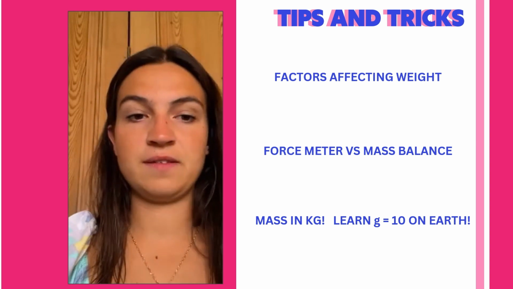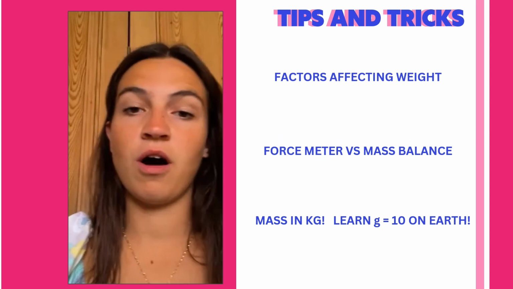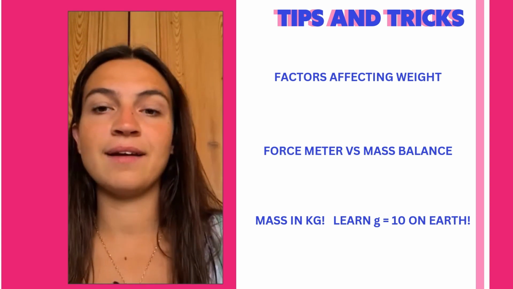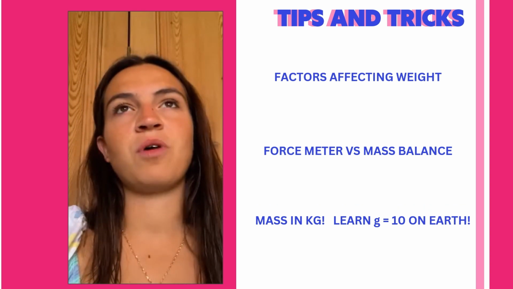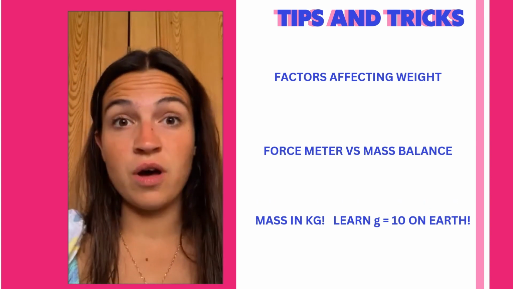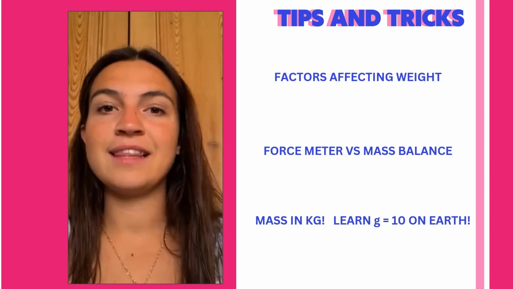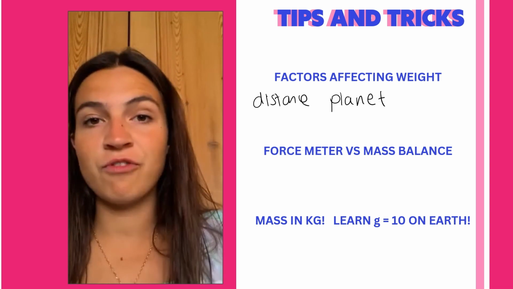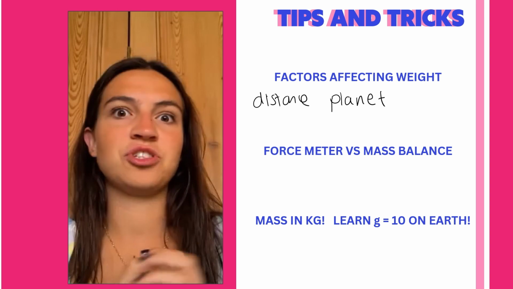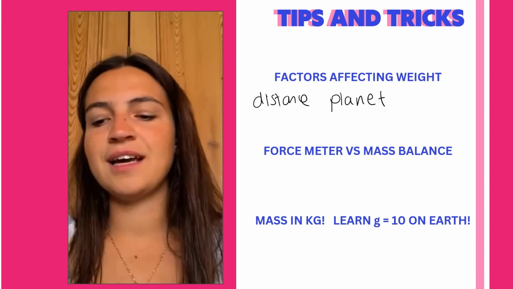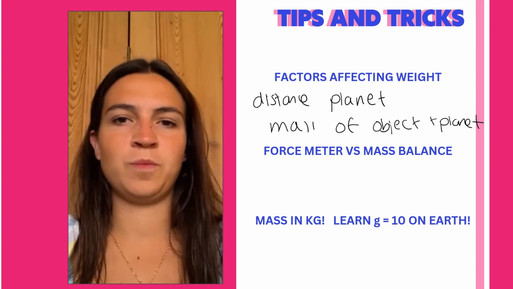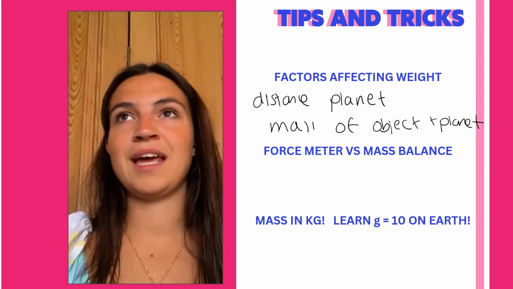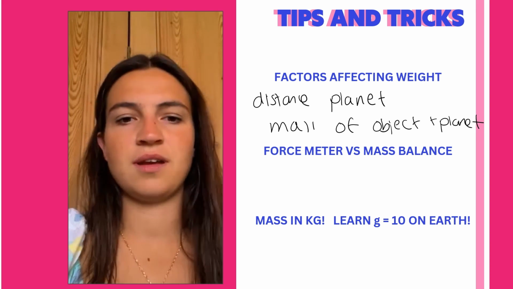Okay, tips and tricks for this section. Firstly, the factors that are affecting your weight. Basically, it will depend on the distance that you are from your planet. We say that on Earth, g is equal to 10, and that is true at the surface of Earth. Actually, if I were to go further and further away from Earth, I would find that that g got smaller and smaller. The other thing that affects it is the mass of the object and the planet. The larger the mass of the Earth and the mass of me is, the stronger that attraction is.